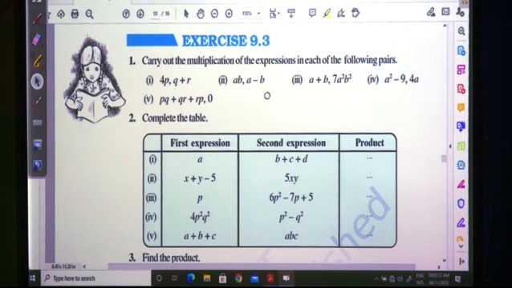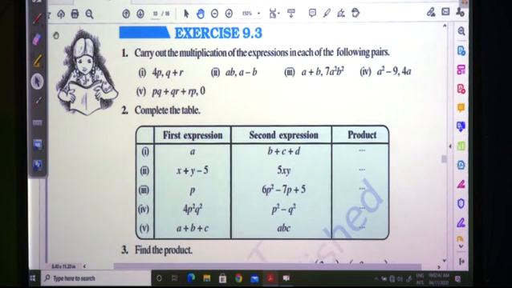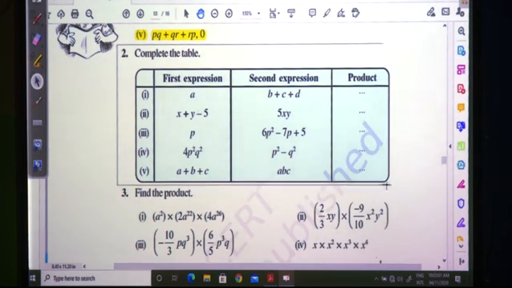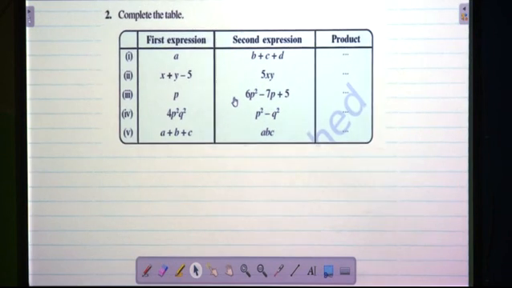In our exercise, the next question is complete the table. Just now we have completed the first question. Now, we shall proceed to the second question. Complete the table. First expression, second expression, product, they are saying, means multiplication we have to do. We shall take this table on a page, so that it becomes easy for us to calculate. One after another we can do the calculation below here.